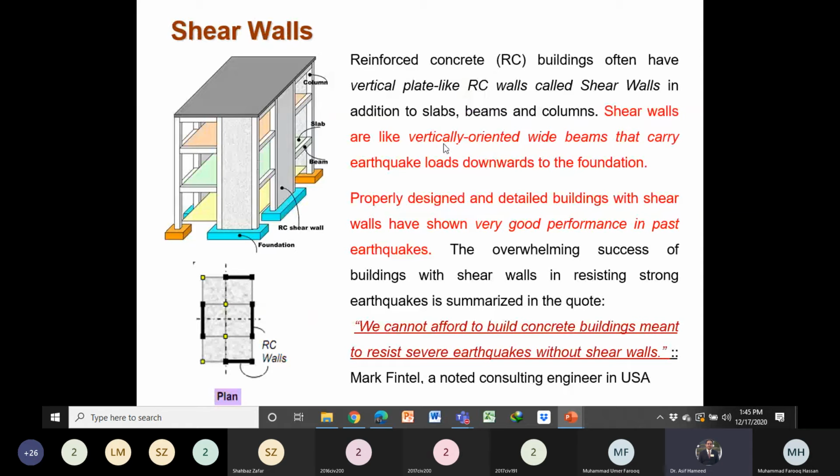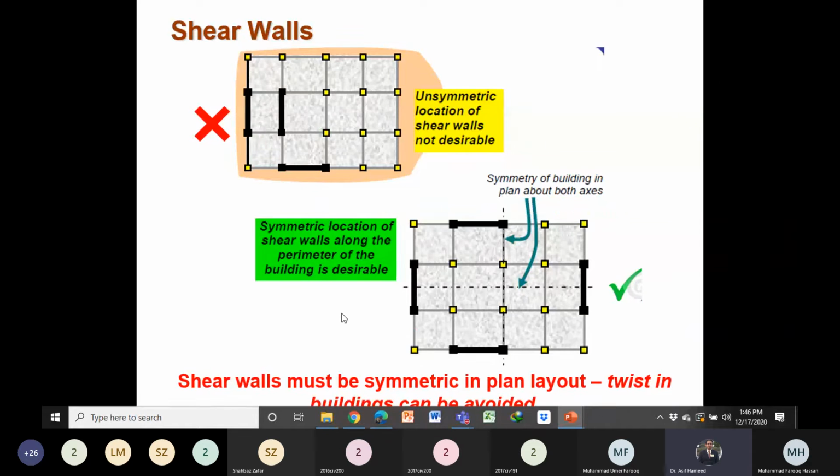A shear wall is simply a vertically oriented wide beam, a cantilever wide beam that carries the earthquake loads to the foundation. One of the eminent consulting engineers in the USA said that we cannot afford to build concrete buildings to resist severe earthquakes without shear walls. So in the high seismic zone, we should provide shear walls. We cannot design the structures without the shear walls. And how should we place the shear walls?